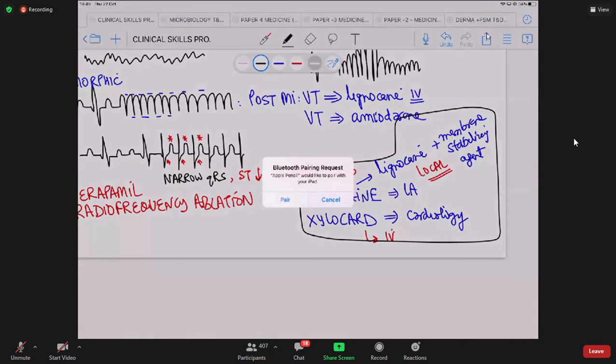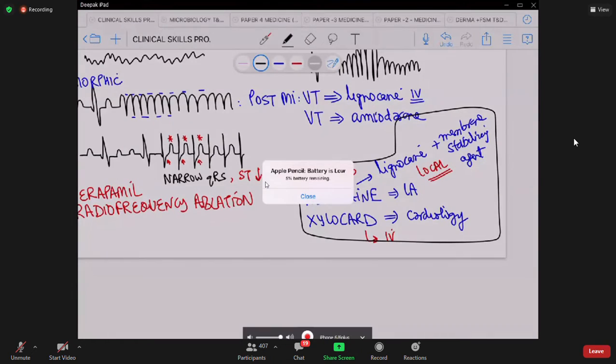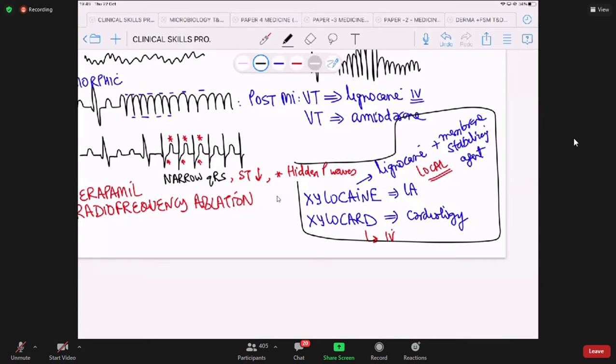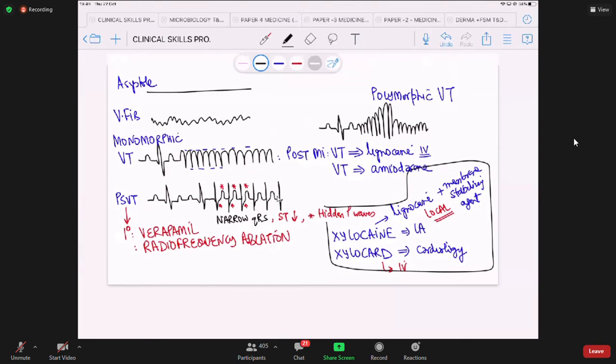Guys, what I'm trying to say is, let's talk about medical legal issues here. Suppose your nurse changes the vial. Suppose she has placed lignocaine, xylocaine in place of xylocard and vice versa. Medical legal complications can definitely occur. So it is our responsibility to ensure that this does not happen.